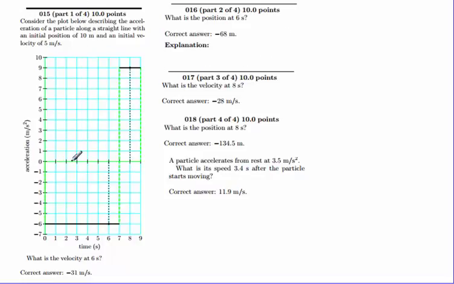In this problem, you have an acceleration versus time graph. A couple of things you want to note when you do these problems is what your initial position is, if it's given, and what your initial velocity is. The first question is, what is the velocity at 6 seconds?